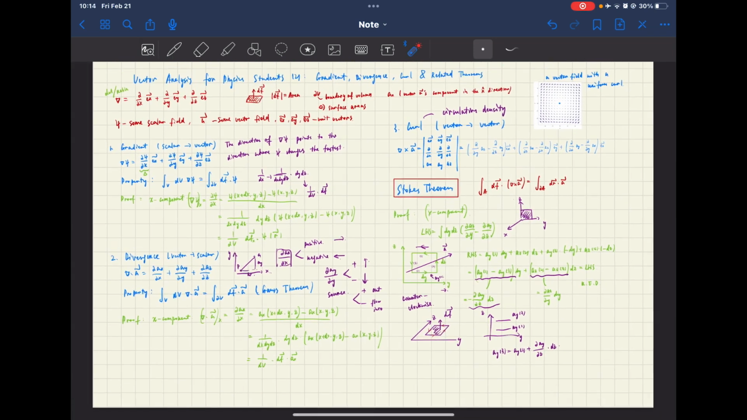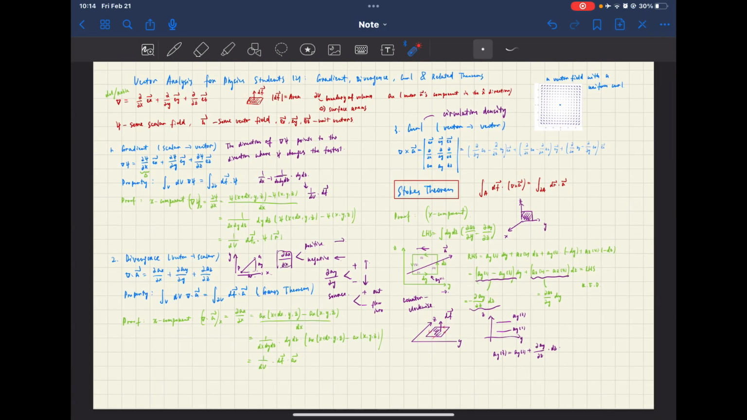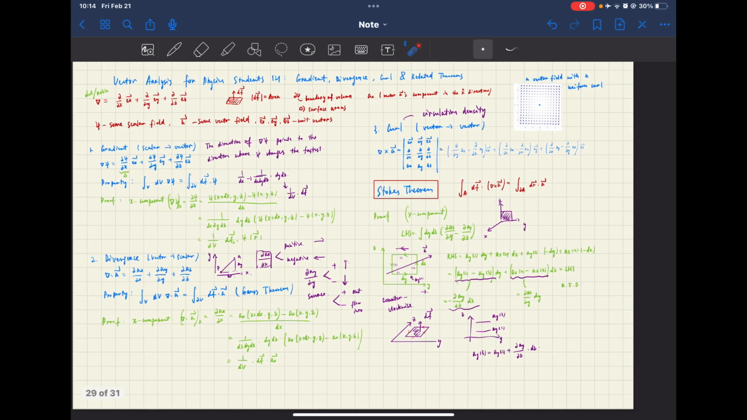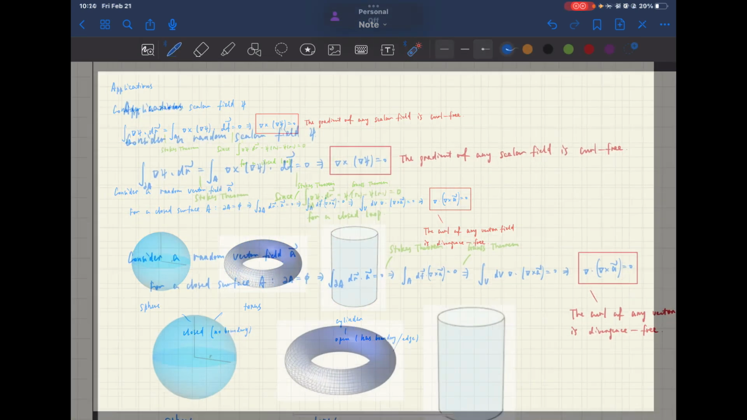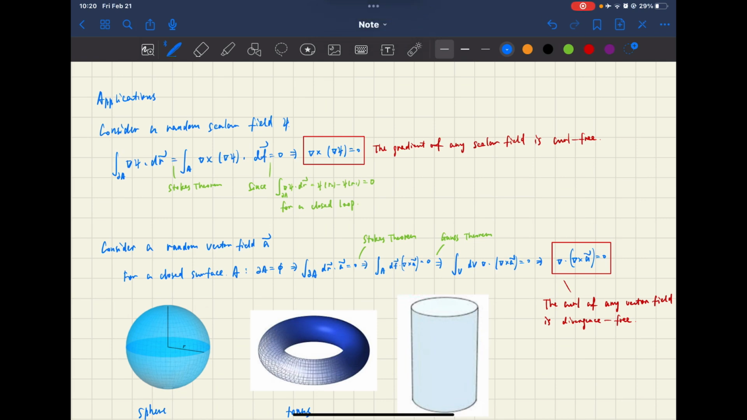And that's all for the three concepts we talked about today. Okay, then let's see some of its applications in electromagnetics, and let me show you how useful these properties are. First of all, we can prove that the gradient of any scalar field is curl-free. Why is that? Okay, now let's see.